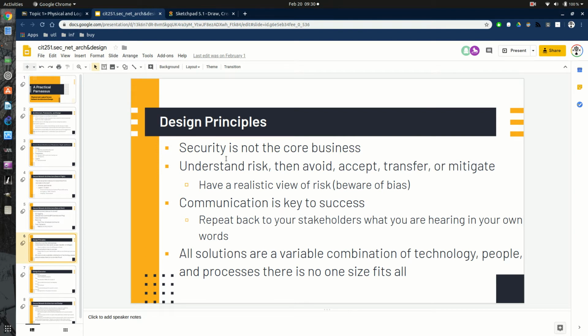So some other important concepts: security is not the core business, right? We can't sit there and say, well, we went out of business, but damn it, we were secure, right? Usually the core business is to process money, process customers, and do their job, right? So understand risk, then avoid, accept, transfer, or mitigate. Have a realistic view of risk. Beware of bias. Again, the human mind is naturally biased, right?